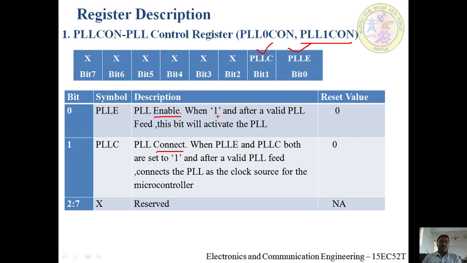And if you write 1 here, there must be a valid PLL feed sequence. As I said already, the valid PLL feed sequence is AA and 55. Then only this bit will be valid or activated. So for the PLL connect bit, when PLL enable is 1 and PLLC becomes 1, after a valid PLL feed sequence, only then does the PLL give the clock signal to the microcontroller or the processor. All other bits are reserved.